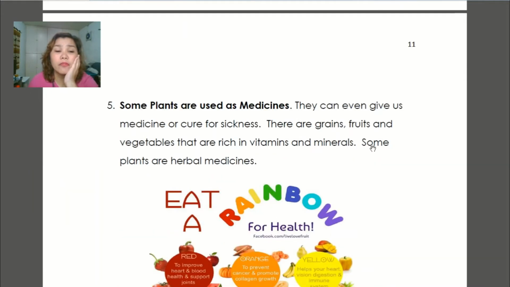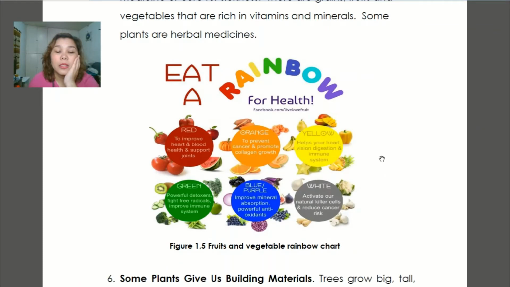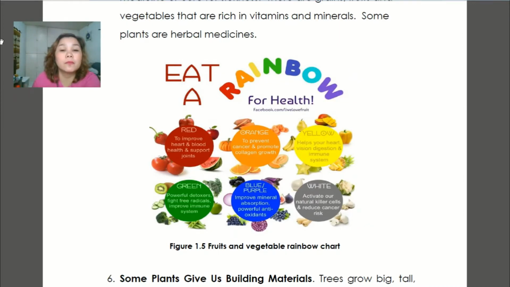Number five, some plants are used as medicines, so they can give us medicine or cure for sickness. There are grains, fruits, and vegetables that are rich in vitamins and minerals. Some plants are herbal medicines. This is a diagram of a rainbow chart of the fruits and vegetables, based on the color.